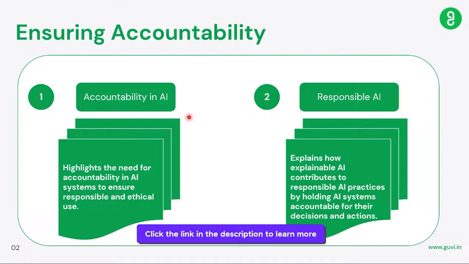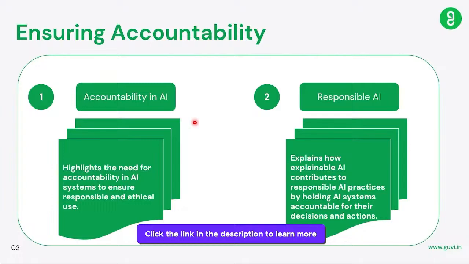Say, for example, in the healthcare sector, we have regulations such as HIPAA in the US and GDPR in Europe, which require healthcare organizations to provide transparent explanations for AI-driven diagnosis and treatment recommendations to ensure patient safety and privacy. So, to summarize, ensuring accountability in AI is crucial for promoting transparency, trust, and ethical AI deployment.